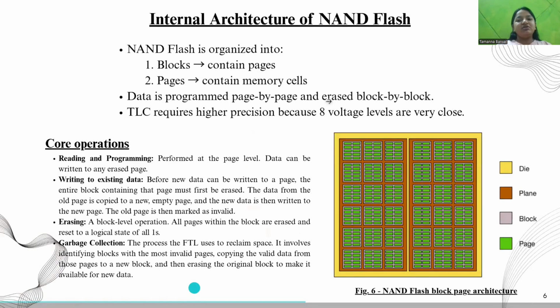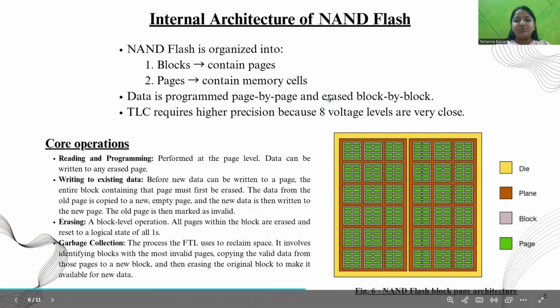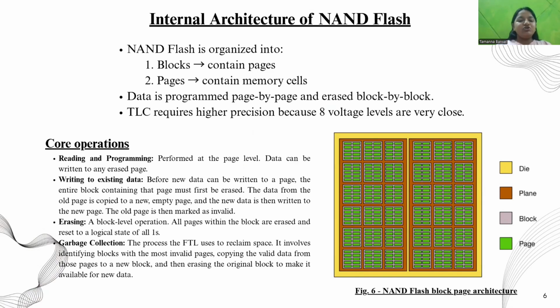Now comes the internal architecture of the NAND flash, how it is built. NAND flash is organized in a hierarchy, divided into blocks and pages. A block contains pages, and pages contain memory cells. Data is programmed page by page and erased block by block. TLC requires high precision because the 8 level voltages are very close to each other.